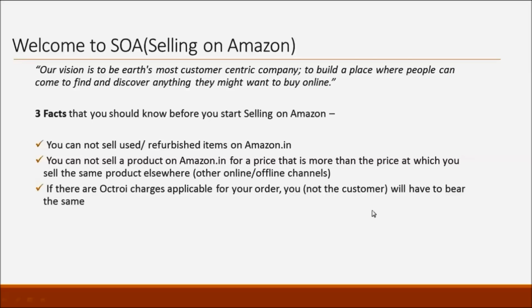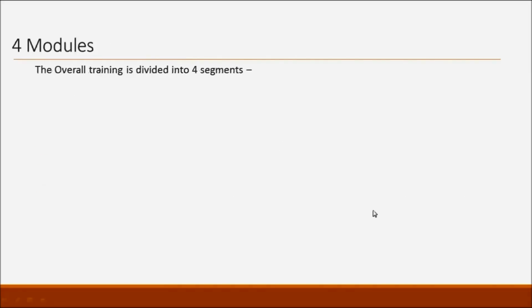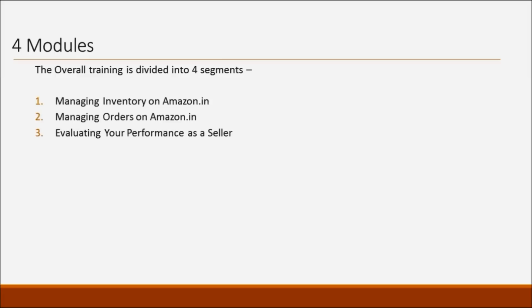Okay, now that we know these three basic facts, let's move on to the actual training modules. This whole training can be divided into 4 different training modules. What are those training modules? Managing inventory on Amazon.in, managing orders on Amazon.in, how your performance will be evaluated as a seller on Amazon.in, and the different business reports that are available to you on Amazon.in.